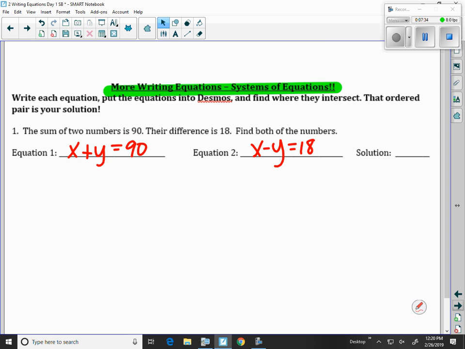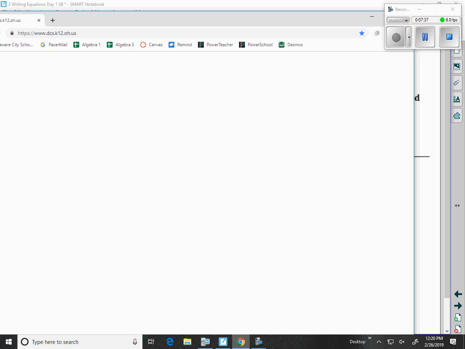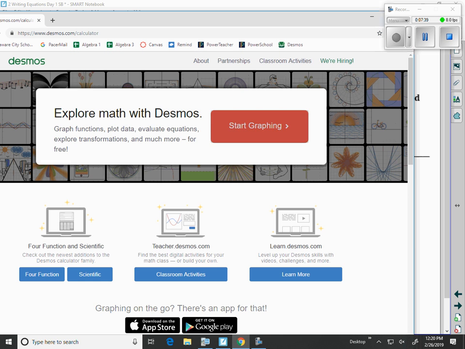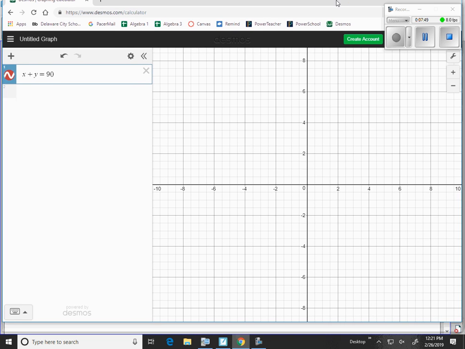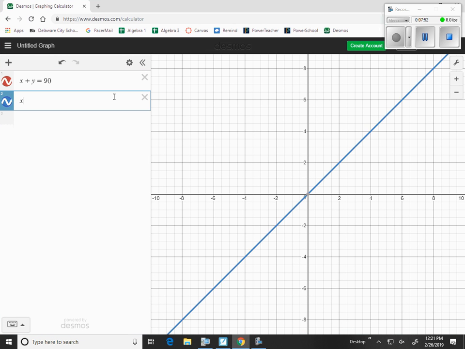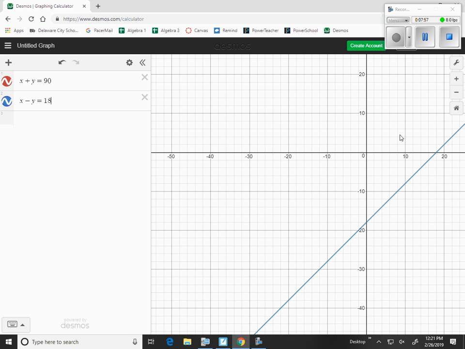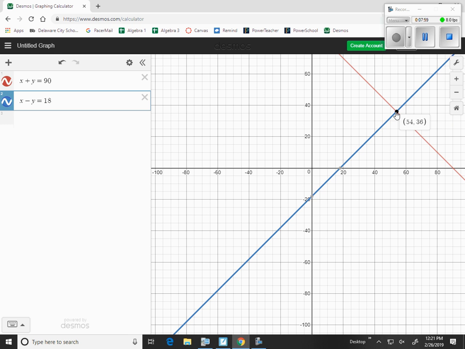Okay, so let's pull up Desmos. You can just watch up here if you want to. All right, so I'm going to put in x plus y equals 90. This is way off the thing, isn't it? There we go. And then x minus y equals 18, is that correct? Okay, so we have to find where they intersect, and there they are. They intersect at 54 and 36. So if you add 54 and 36, do you get 90? Yes. If you subtract 54 and 36, do you get 18?